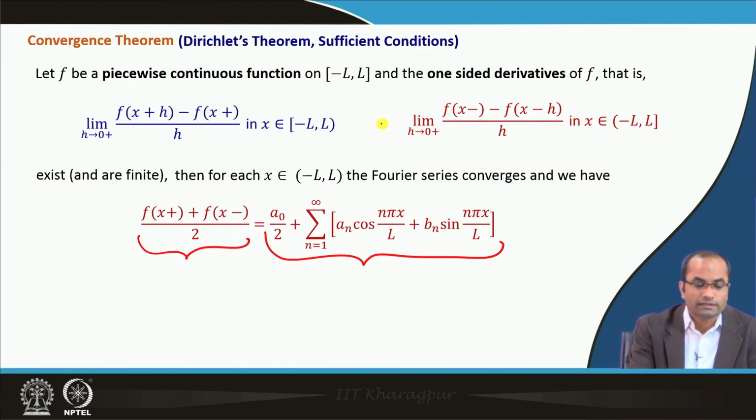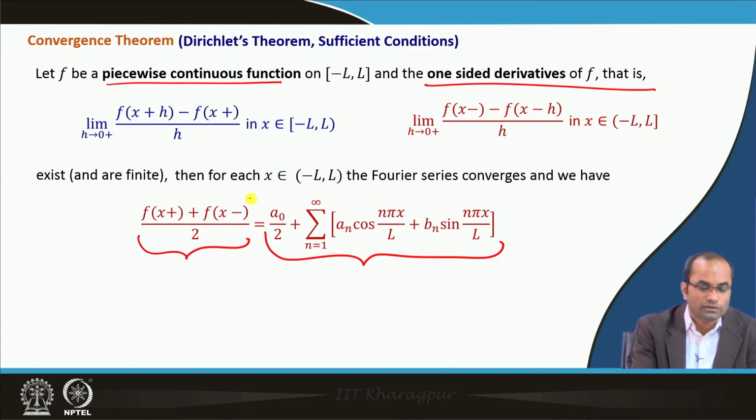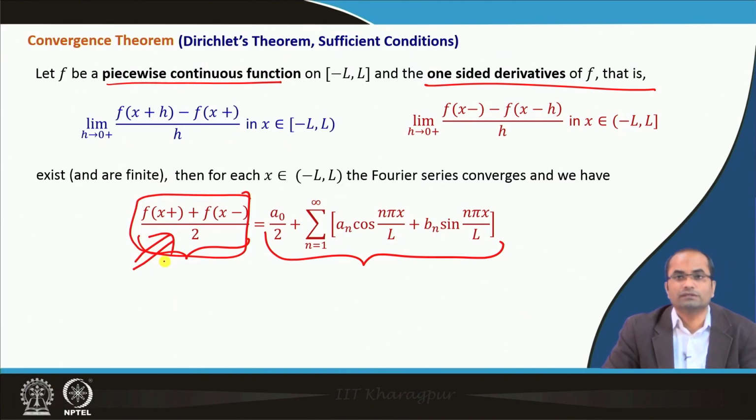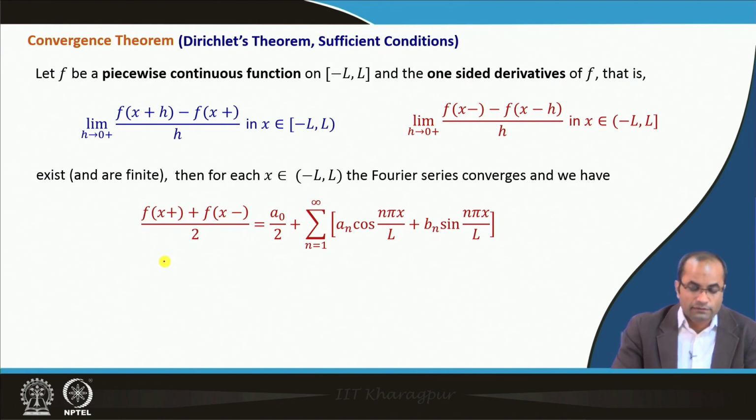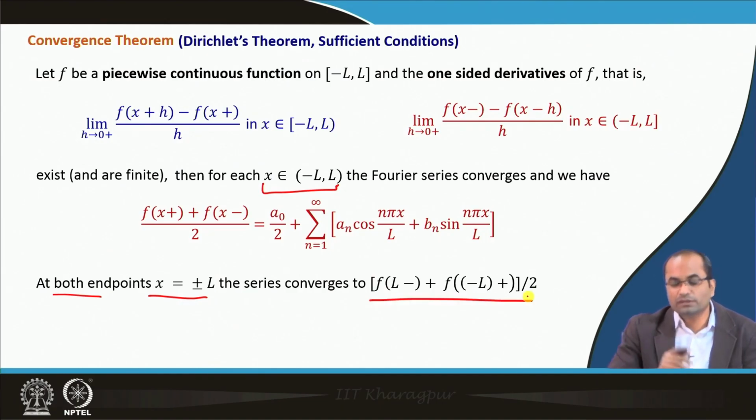And what are the conditions now? The piecewise continuity and one sided derivatives. So, under these two conditions we have the result that this Fourier series will converge, and it will converge to this value. This is the main result of this lecture today. And so, here we have taken all these inner points of the interval and at the end point. So, we have two end points, plus L and minus L, and the series at these 2 points will converge again to these average values.